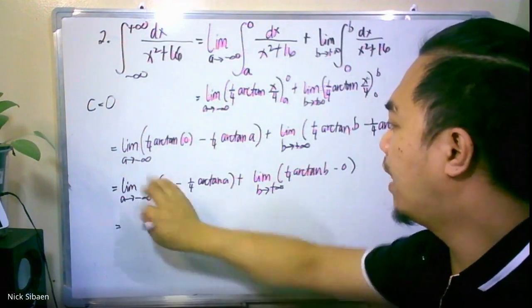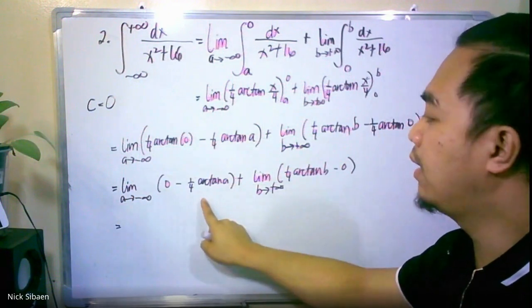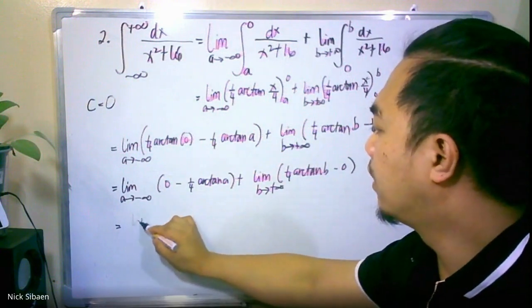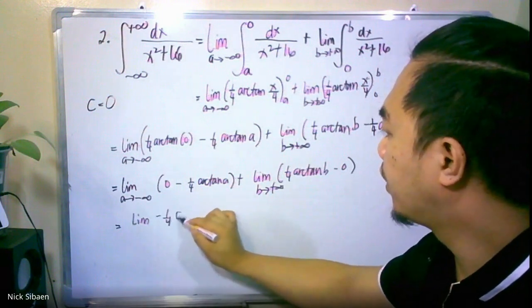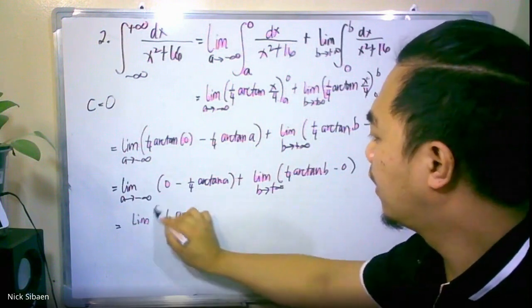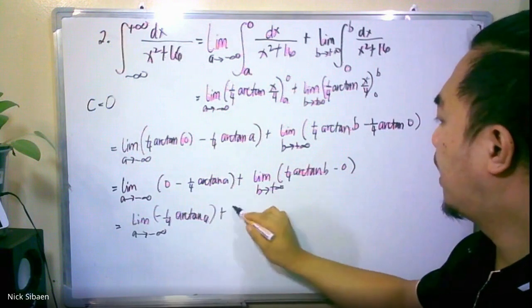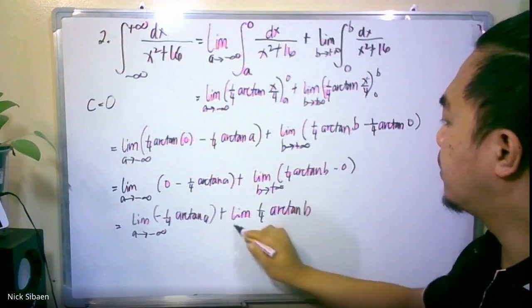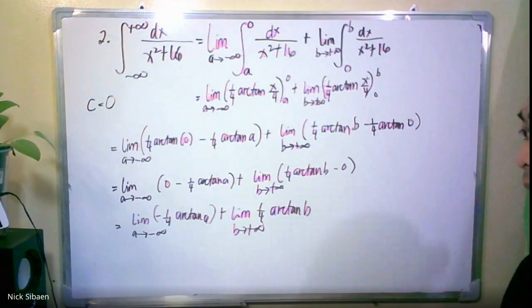Tama ba? Limit. What is this quantity? This is the same as limit of 0 minus limit of whatever that is. Since it's 0 naman, it's safe to say that is the same as limit of negative nga lang siya. Limit of negative 1/4 arctan A as A approaches negative infinity. Dito naman sa kabila ay maiiwan lang yung limit of 1/4 arctan B as B approaches positive infinity. So that's the next problem we have to solve.